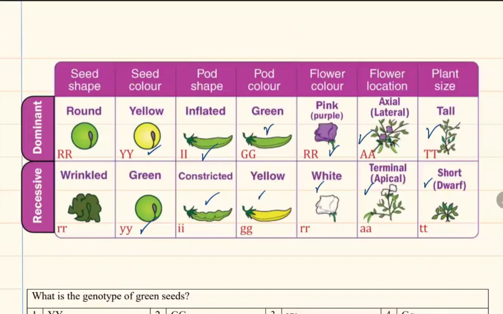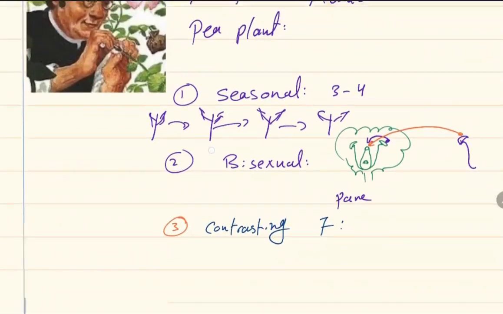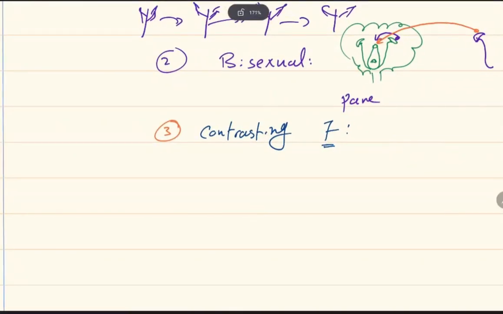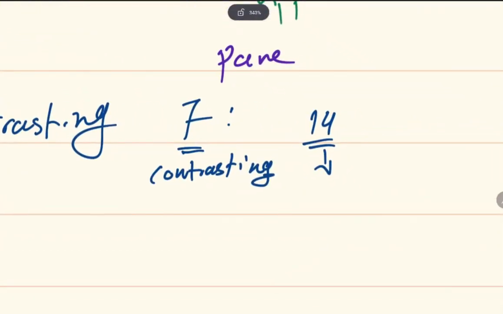So we can understand whether these characteristics came from the father or from the mother, from the male or the female which was used in pollination. So how many contrasting characteristics are found in pea plants? That's going to be 7. But how many characteristics are found in pea plants? They are 14. So they are 14 in total: tall, short, pink, white, and so on. The characteristics in pea plants are 7 contrasting characteristics, or 14 characteristics.